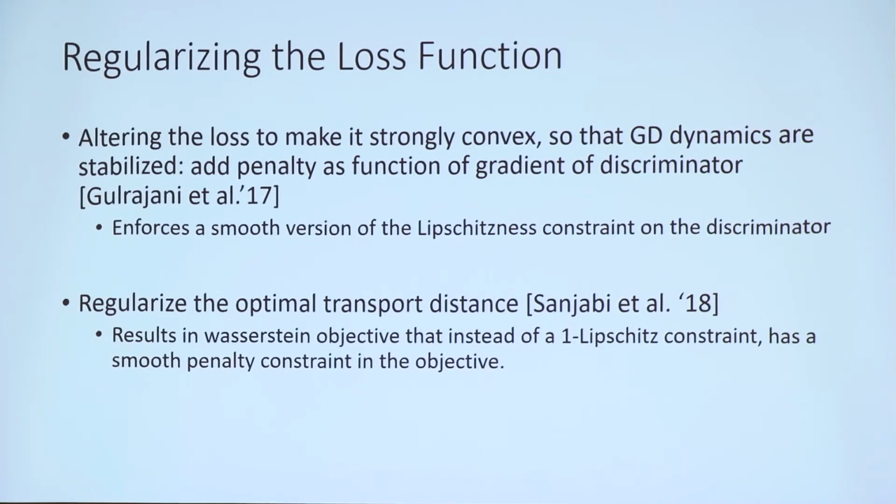So instead of requiring that the discriminator is a one Lipschitz function, that is replaced by a sort of Lagrangian version of a Lipschitzness quantity in the loss function. And so now, instead of having this hard constraint of Lipschitzness, you end up with a soft constraint on the smoothness of the discriminator function, and it's easier to optimize through gradient descent. And that also adds some extra strong concavity and strong convexity to the loss function that is employed in the Wasserstein GANs.